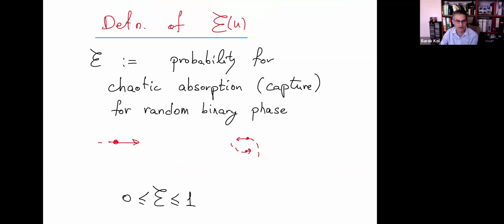Here is the definition of the emissivity. Suppose we have a binary and we shoot at it a tertiary, and we ask what is the probability for the chaotic absorption or capture given some random binary phase. So you randomize over the phase of the binary, and then you throw in the tertiary always from the same direction, and you ask what is the chance that it will perform some chaotic motion. We call it chaotic emissivity. So it's a number between 0 and 1.